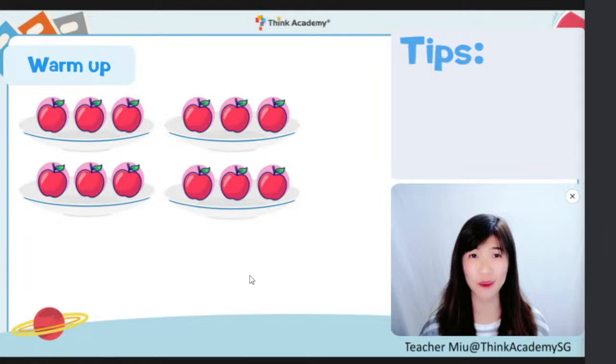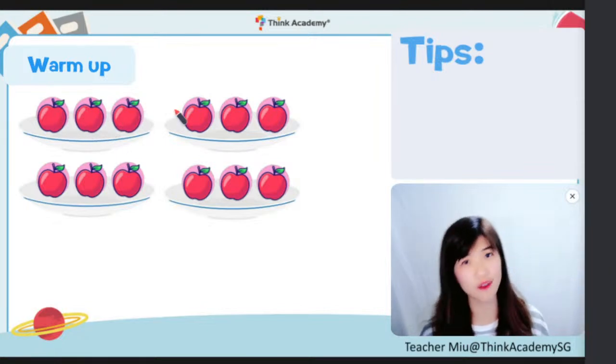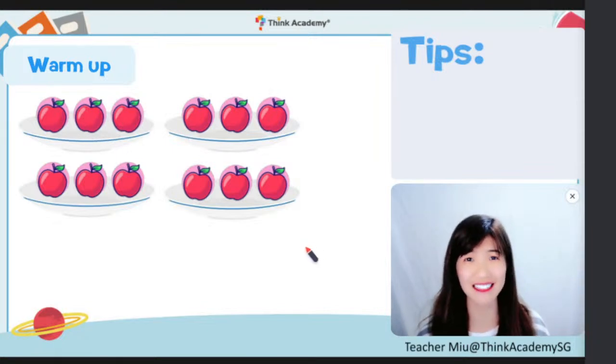Are there any faster ways to do it? Yes, you can share your opinion with me in the chat box. So guys, what do you think? If now we have so many apples here, should Teacher Miu count it one by one, just like 1 and 2 and 3 and 4 and 5 and 6 like that?